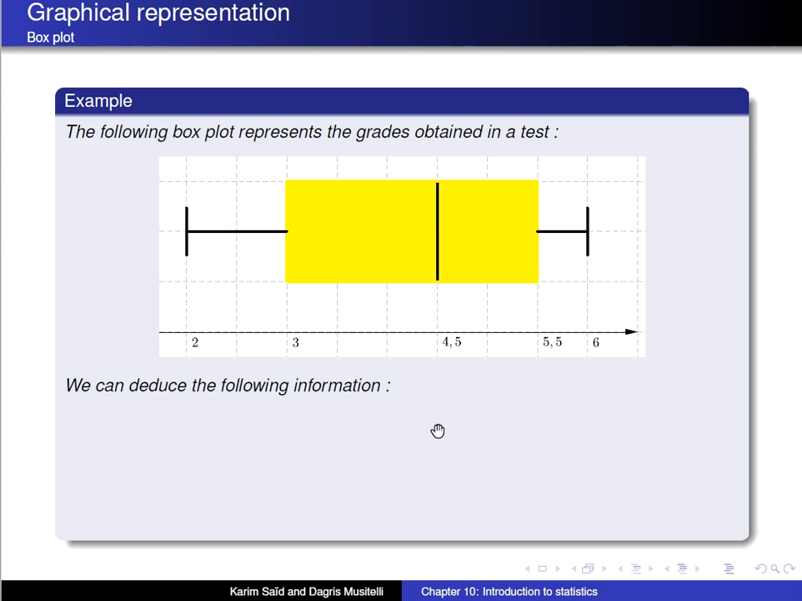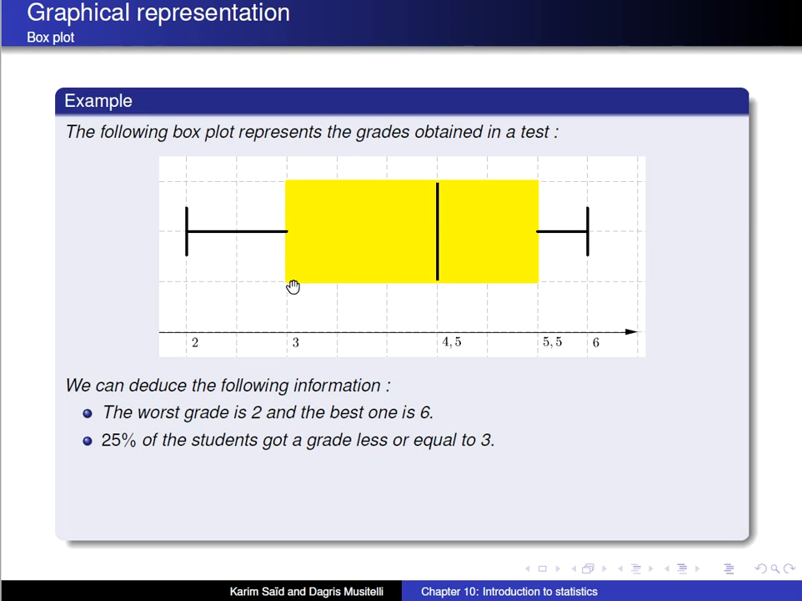Let's see an example together. This box plot represents the grades obtained in a test. So we can deduce a lot of different things. We know that the worst grade is 2. We see it here. The worst grade is 2. And the best one is 6.